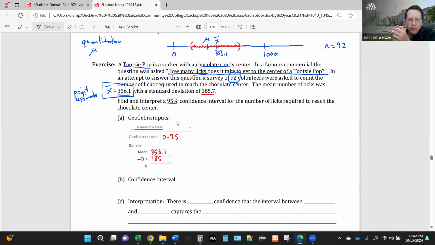In that set of volunteers, some people took more licks to get to the center, and some people were able to get to the center quicker. Not everybody had the same number, and that means there's a spread. We estimate that spread with the sample standard deviation. And then the sample size, which is 92. Okay, great.